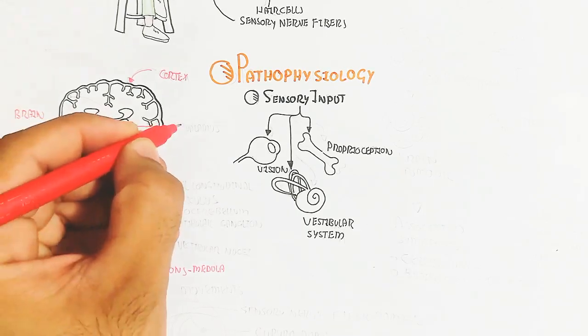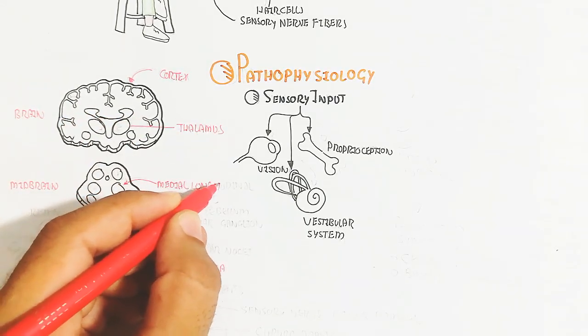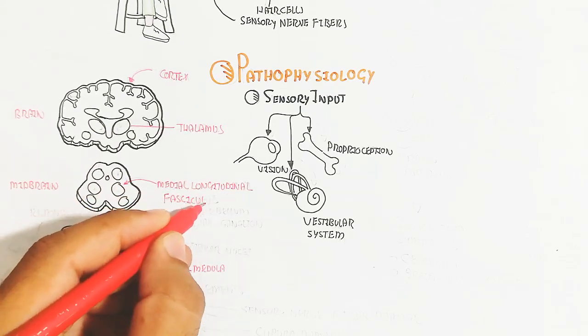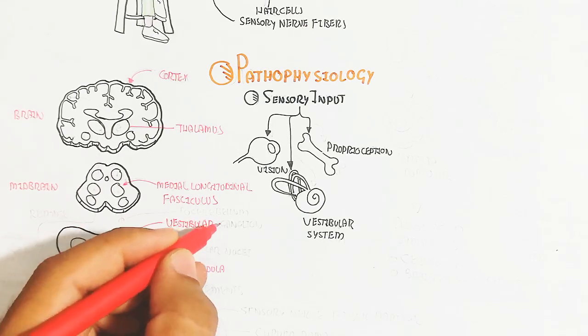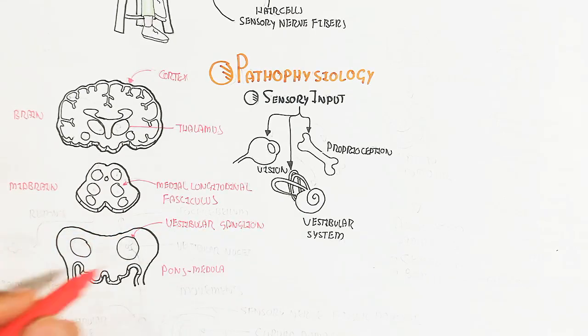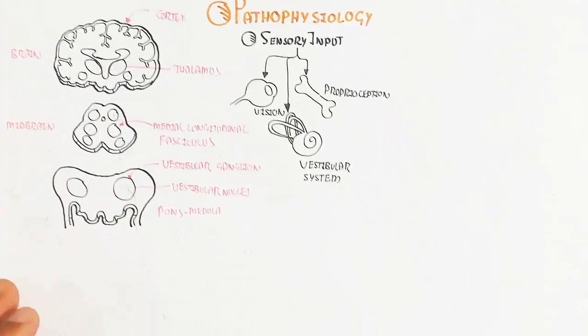This is the cross section of the brain: midbrain, pons and medulla. This is the medial longitudinal fasciculus, and this is the vestibular ganglion. This is the vestibular ganglion, and this is the vestibular nuclei.